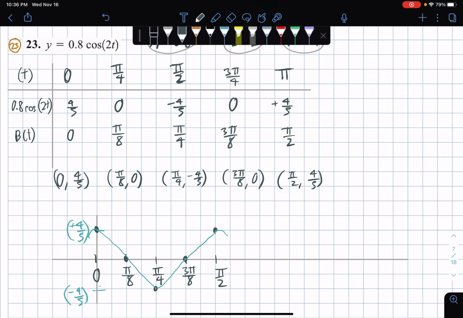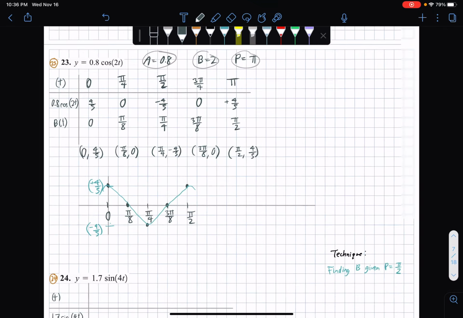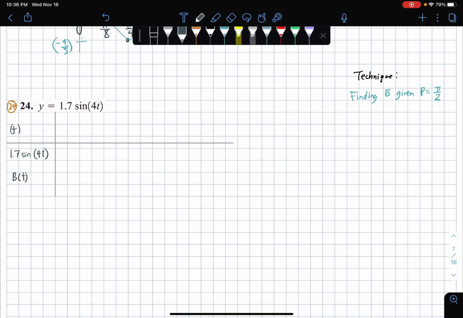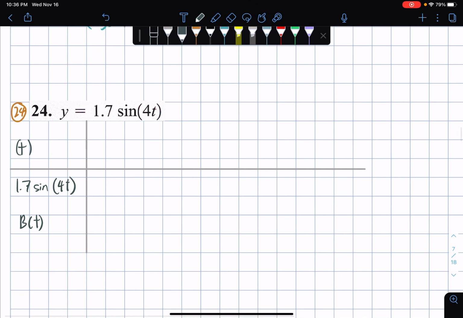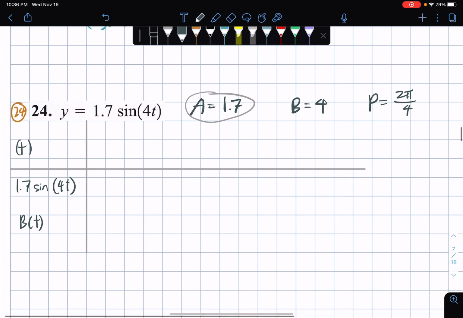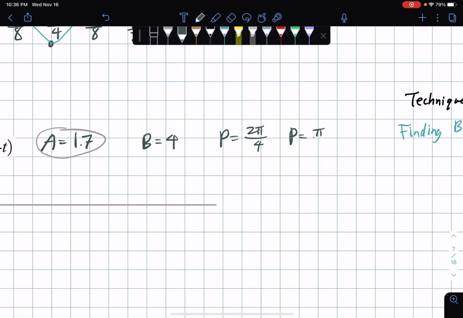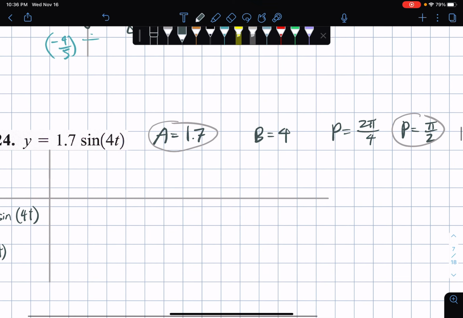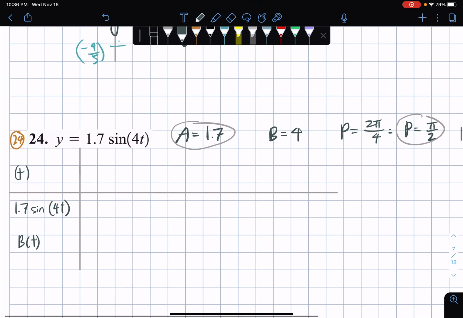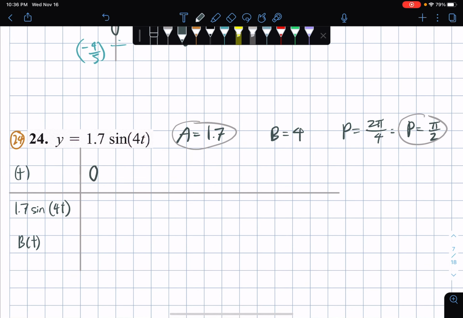That is number 23. Let's move to number 24. 1.7 sine 4t. A is equal to 1.7. B is equal to 4. P is equal to 2 pi over B. B is 4, so 2 pi over 4. P is equal to pi over 2. Okay, so this time we have something different, something pretty unique. This time, our t values will range from 0 to pi over 2.